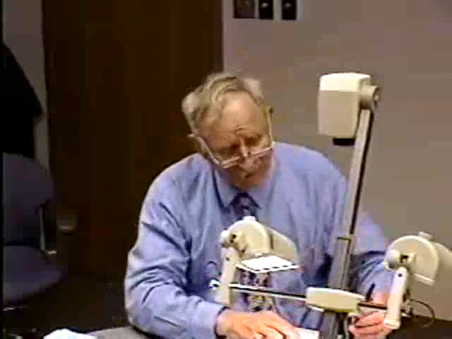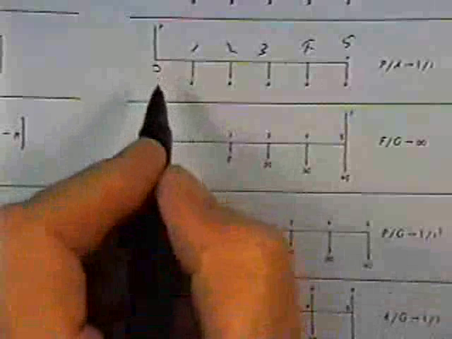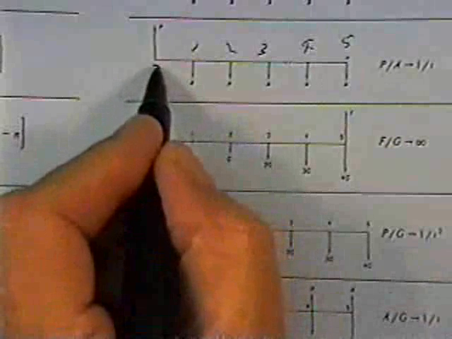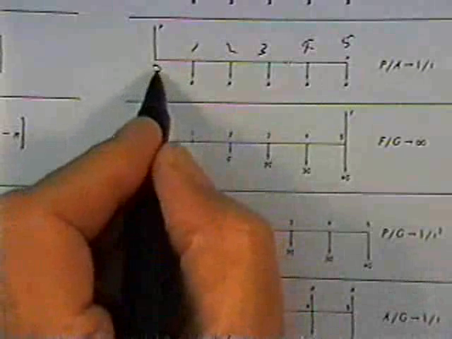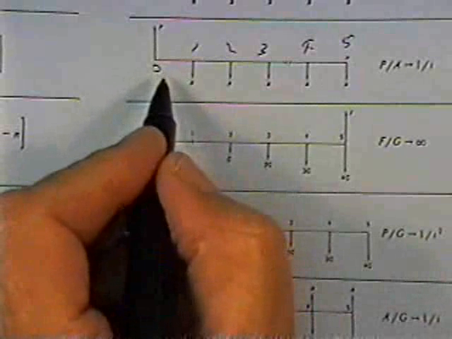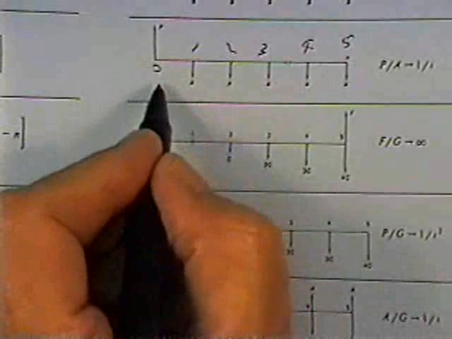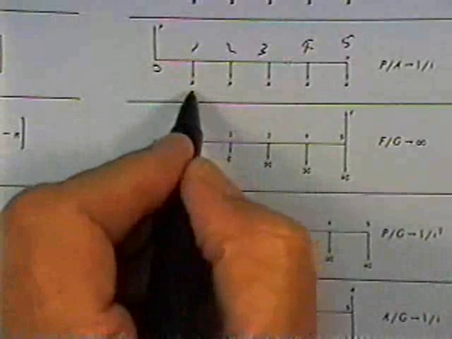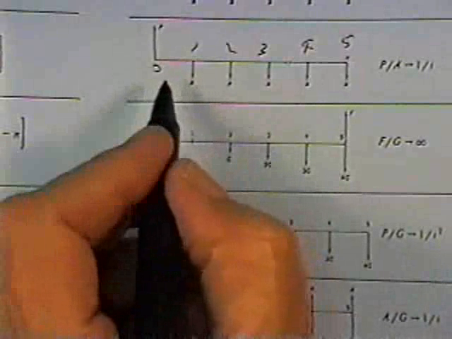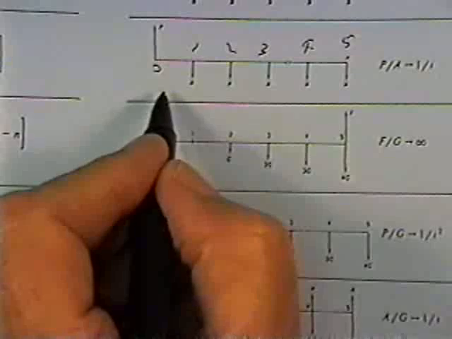Now then, you'll notice on this diagram that there's no A value right here. Now, suppose that the statement of the problem said that you were going to put an annual payment. Let's say this A value was $100 a year, and you're going to put the annual payment in right now.